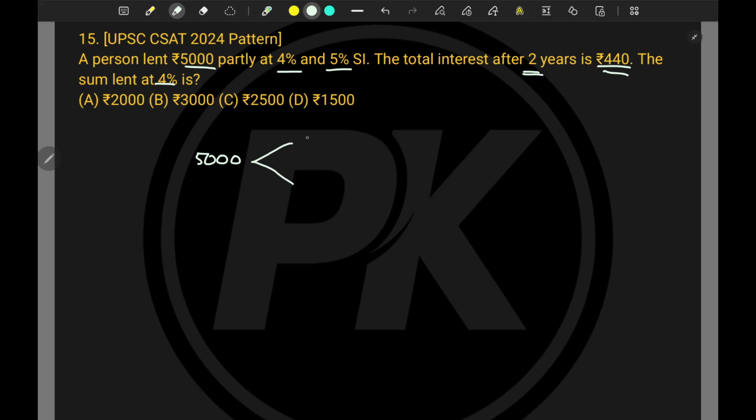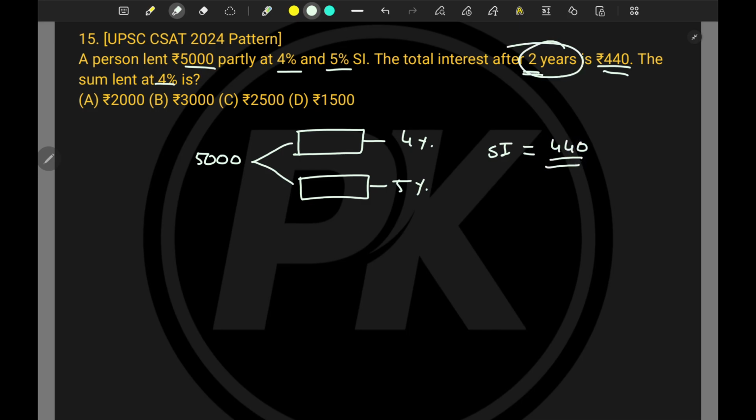Here again we don't know how that person divided this amount. So let's say some amount is given at 4% and some amount is given at 5%. And the total simple interest earned after 2 years, that we have to remember, is 440. So let's assume that person has given 2500 each at 4% and 5%. Now tell me, 4% of 2500 is what? 25 fours are 100. So it is 100 rupees per year. This we are calculating per year.